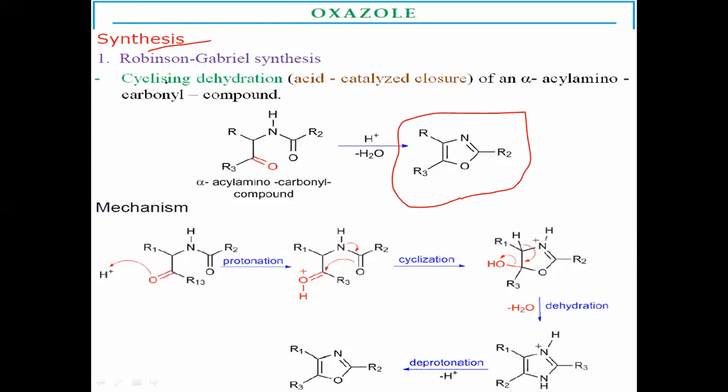This is the first method, that is Robinson-Gabriel synthesis. In this synthesis, alpha acyl amino carbonyl compounds are the starting materials. They undergo acid catalyzed cyclization, carried out by loss of one water molecule. That is dehydration in this cyclization process from alpha acyl amino carbonyl compound to form the substituted oxazole as the final moiety. That type of synthesis is called Robinson-Gabriel synthesis.